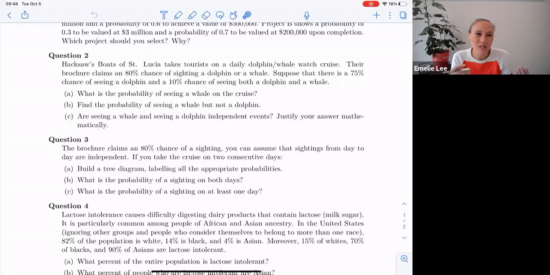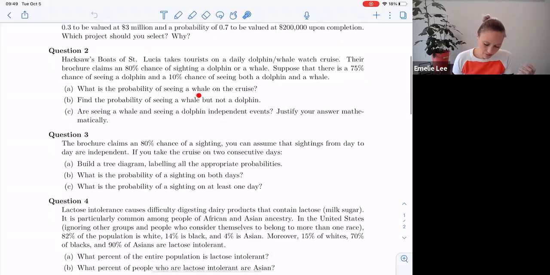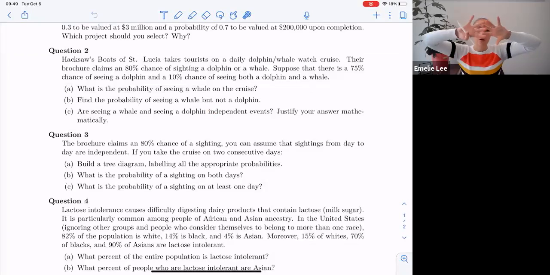I would probably start this with a Venn diagram. I think it's the easiest way to visualize this. You don't need to, right? But then we can find things like, what's the probability of seeing a whale on the cruise, right? Find the probability of seeing a whale, but not a dolphin. These are easiest to visualize with just a Venn diagram, right? You're going to have a dolphin circle and a whale circle, and then some overlap.